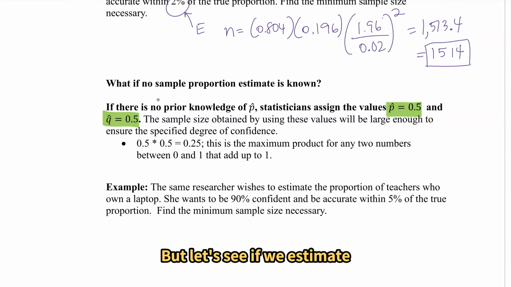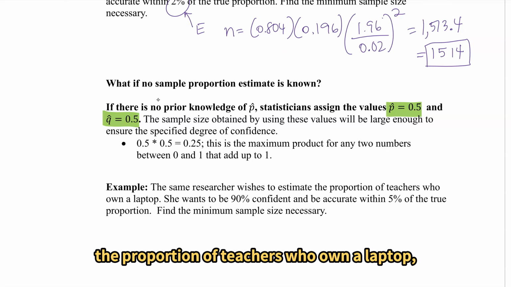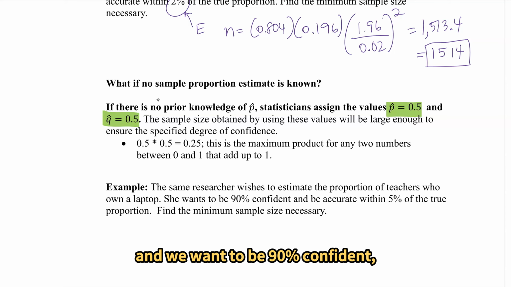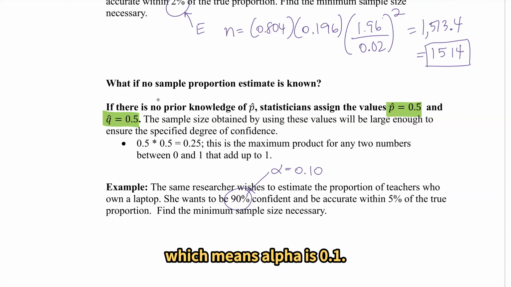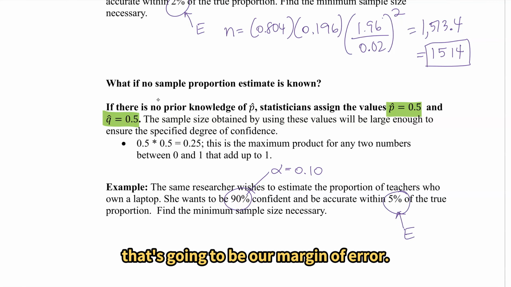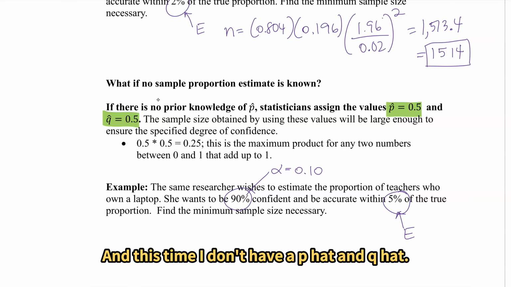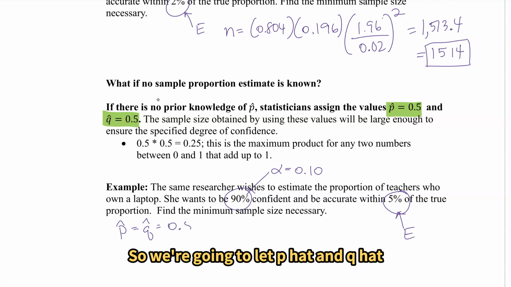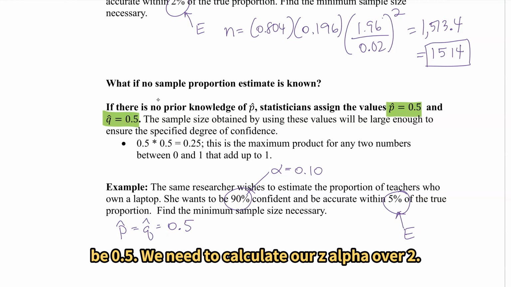But let's see, if we estimate the proportion of teachers who own a laptop and we want to be 90% confident, which means alpha is 0.1, and to be accurate within 5%, that's going to be our margin of error. And this time I don't have a p-hat and a q-hat, so we're going to let p-hat and q-hat be 0.5. We need to calculate our z alpha over 2.